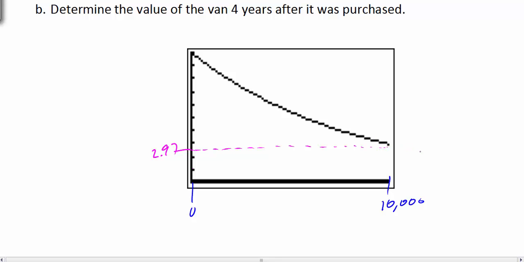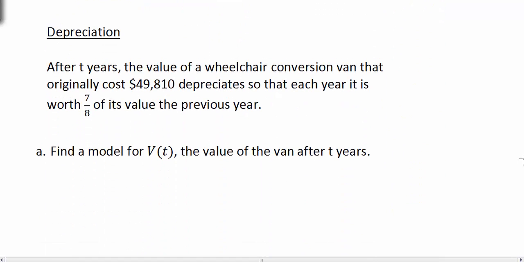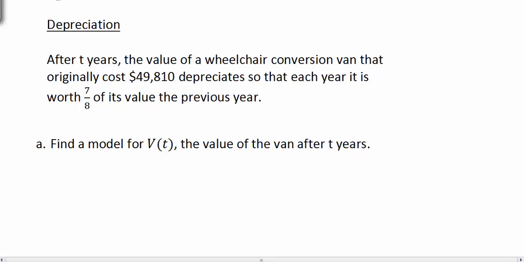And looking at this graph, it's really going to slow down, because the graph is slowing down the further it goes out. All right, now I want to look at one more example dealing with depreciation. We can all relate to this if you've ever purchased a car or any type of equipment. It says that after t years, the value of a wheelchair conversion van that originally cost $49,810 depreciates so that each year it is worth 7/8 of its value the previous year. From this, we want to find a model for the value with time, V of t, the value of the van after t years. So we're looking for the equation here.